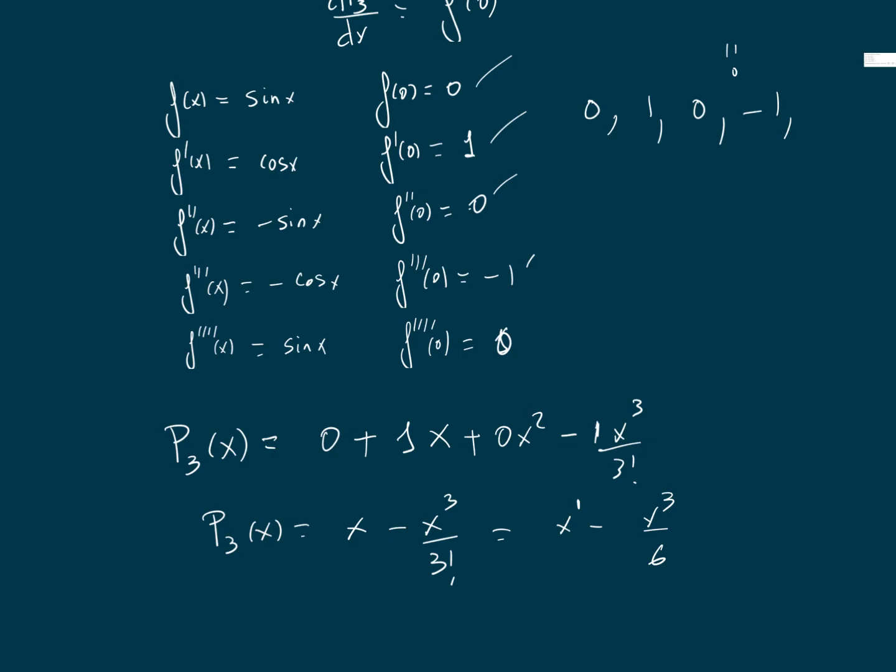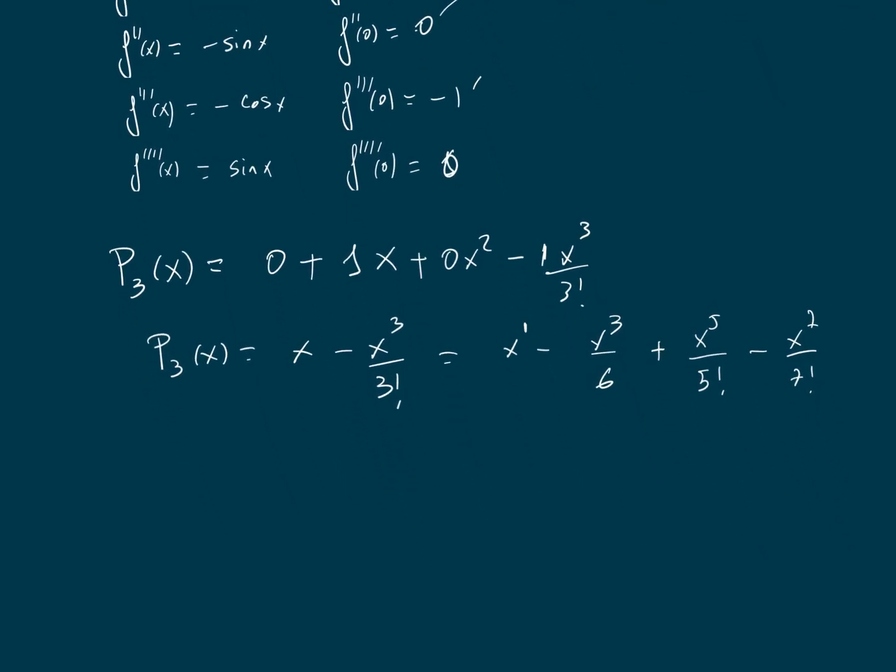Let's write both terms. It will be plus x5 divided by 5 factorial minus x7 divided by 7 factorial. If you keep doing this, you will construct an infinite series. You will convert the Taylor polynomial into a power series, an infinite series.